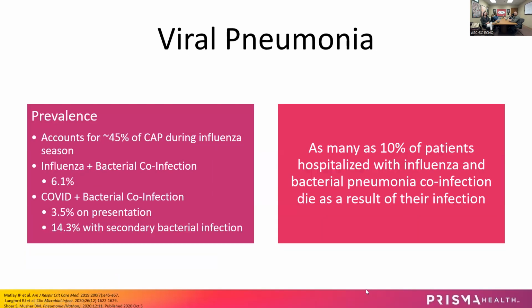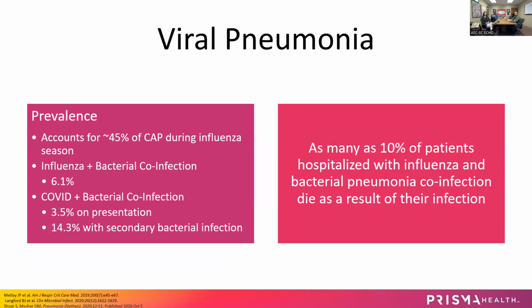Also, I want to touch on viral pneumonia, as this is a large percent of our patients who come in with community-acquired pneumonia. This is the causative pathogen. It accounts for around 45% of all community-acquired pneumonias during influenza season. I couldn't find any data that was including COVID patients. I would like to see that data because I'm sure this number is actually a little inflated in today's world, especially if you look back at some of the outbreaks we've had with COVID.